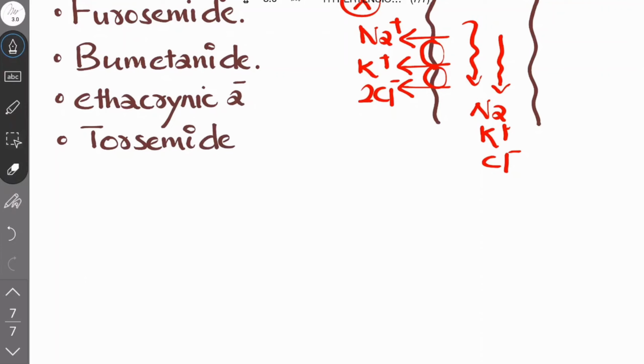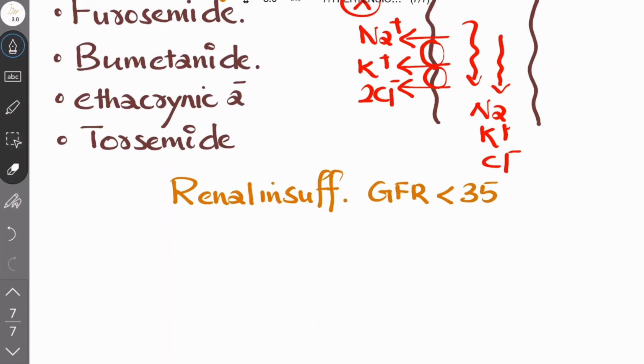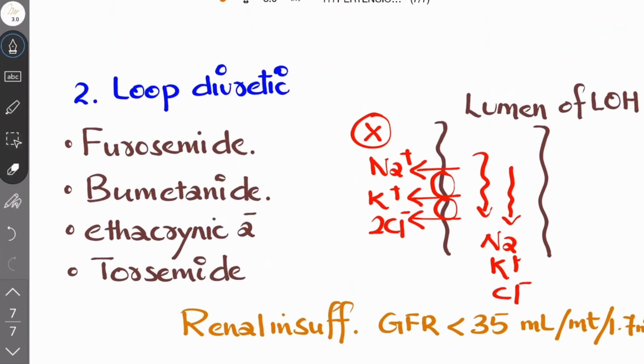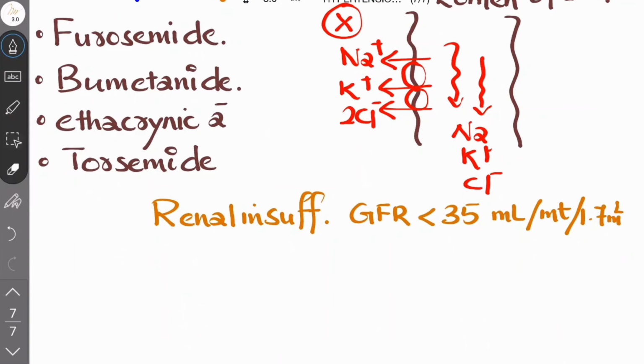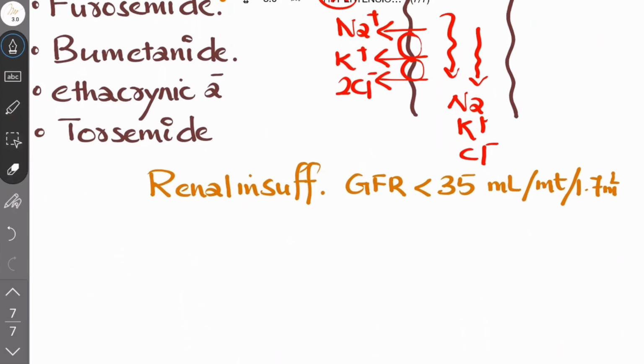It blocks the 1 sodium, 1 potassium, 2 chloride channel in the thick ascending limb. They are the most effective agents in patients with renal insufficiency. The patients facing renal insufficiency, meaning their GFR is less than 35 ml per minute, in such patients these loop diuretics are best. Adverse effects are usually dose related and more common with parenteral therapy.